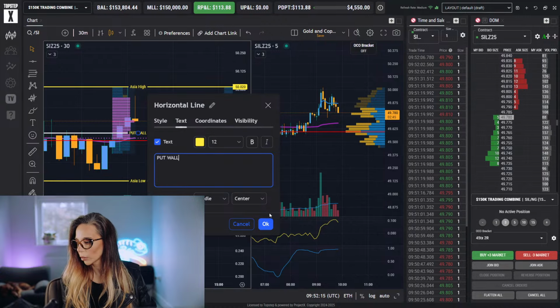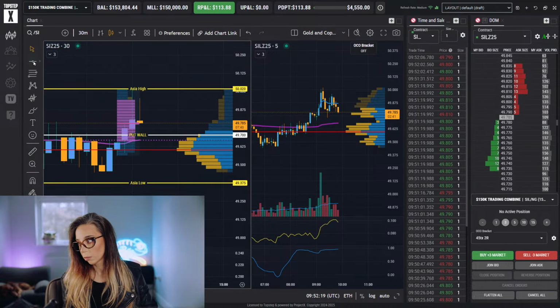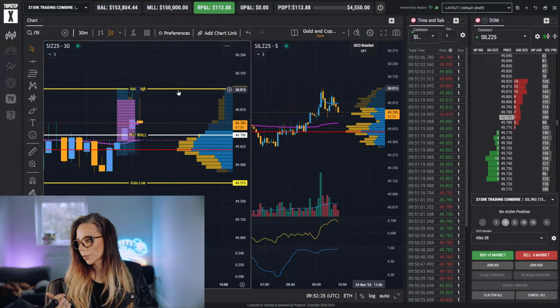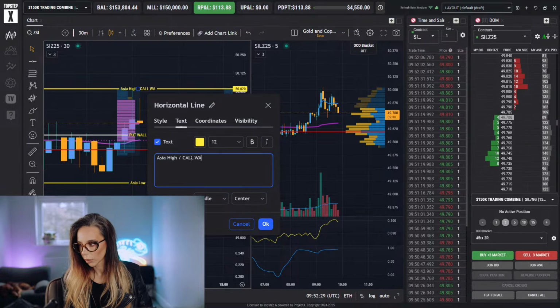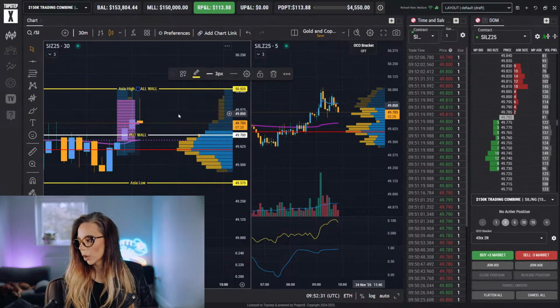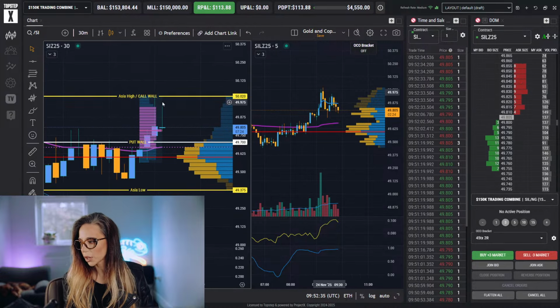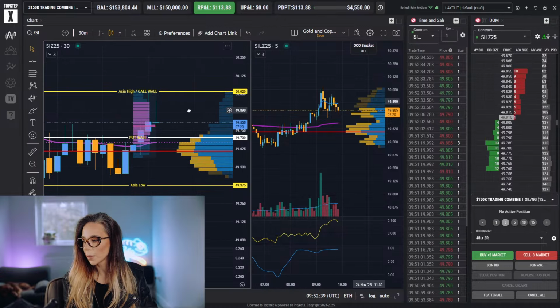Call wall, core wall is 50. So this is where Asia high is located as well. And in fact, let's just do this. So what you're seeing here, and what my previous trade was based on, is the gamma pinning, right? Because core wall and gamma wall is up here.